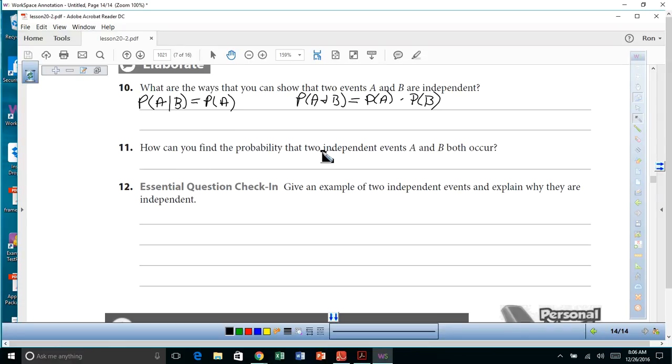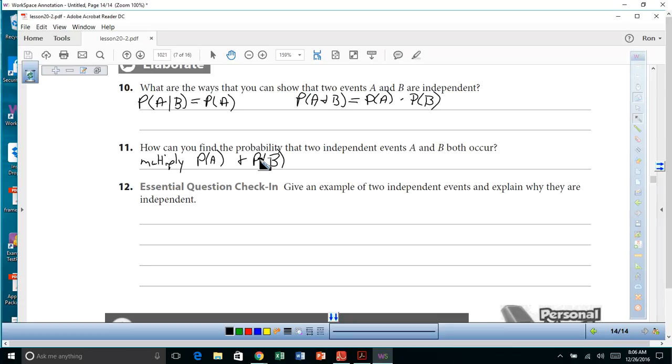How can you find the probability that two independent events, A and B, both occur? Multiply the probability of A and the probability of B.